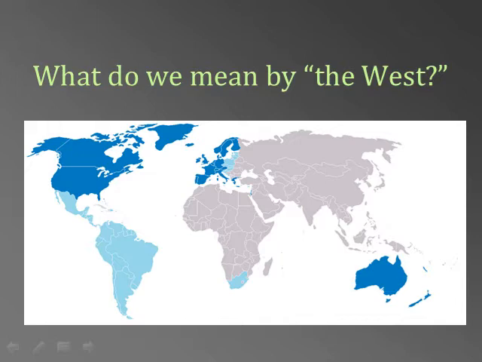But probably the more common definition, the one that we will tend to use for the most part in this unit at least, would be more matched by the darker blue areas on this map. The western half of Europe and sections of North America, like Canada and the United States, and other parts of the English-speaking world, like Australia and New Zealand.